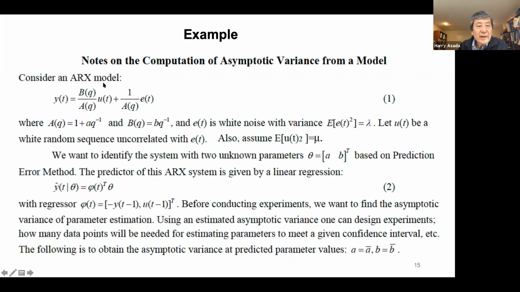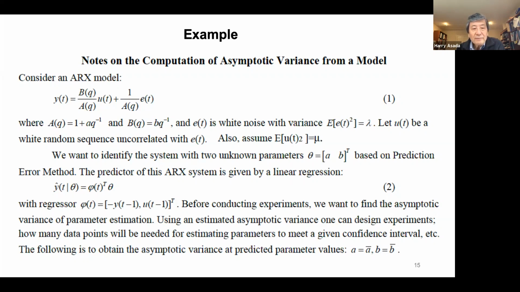Okay, again, let's consider the simple ARX model like this. These polynomials are given by 1 plus a q inverse, and b q inverse, very simple case. The noise here is basically white, and the strength is lambda. Okay, the covariance is lambda, and then let's use a white random signal u_t given to the system, and that u_t is uncorrelated with e_t. And u_t's strength is denoted and given by mu. So we actually use a random up and down signal for estimating the system.